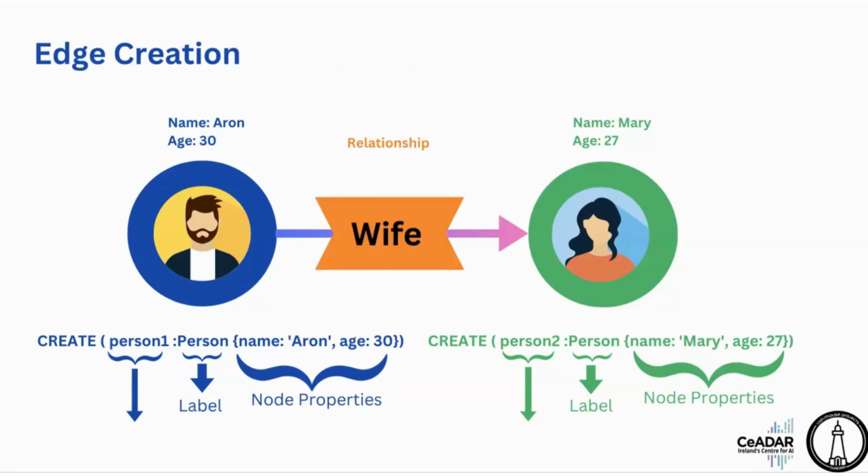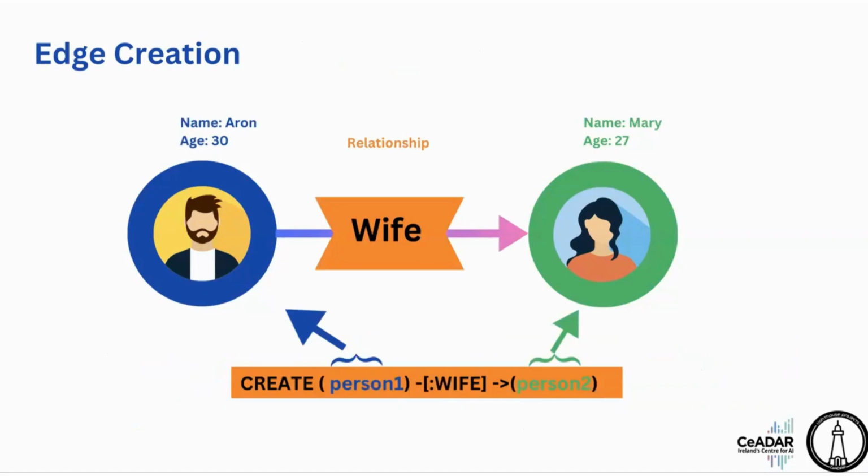Likewise, how can we create our edge? Aaron is married to Mary. So now wife is our relationship here. That's the important concept of an edge. How can we define, from one node to another node, a connection with the help of a relationship? That's called an edge. Here Aaron is married to Mary, and wife is a relationship. So we can define our relationship as person one is directly connected to person two in relationship form as wife.